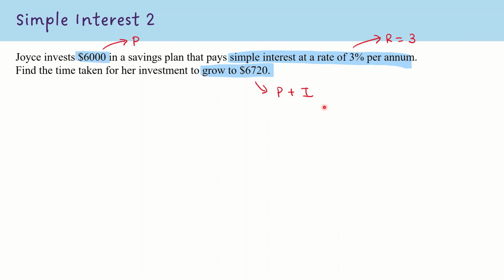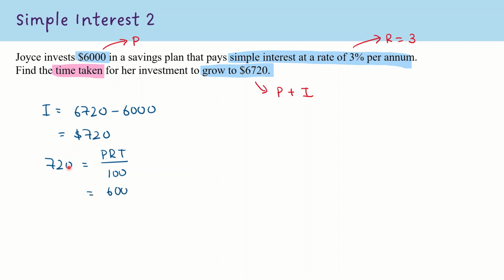And then the objective of our question is to find out what is the time taken for us to achieve this $6,720. So in the formula that we have learned about simple interest, it is interest equals principal times rate times time over 100. So what we need to first find is the interest amount. And that could be done by taking 6720 minus away 6,000. That will be $720.